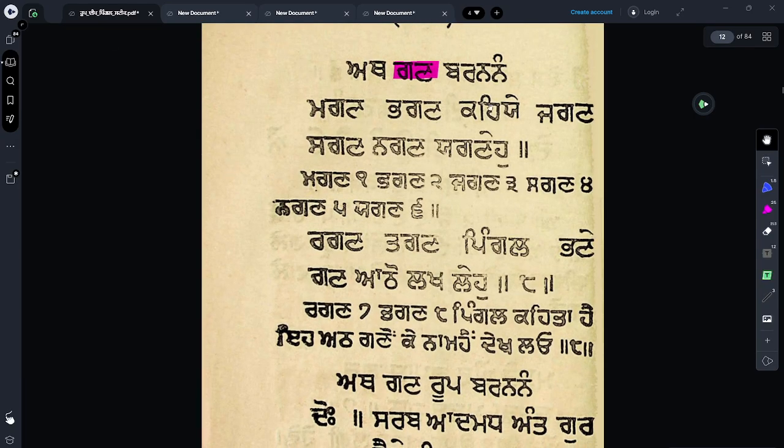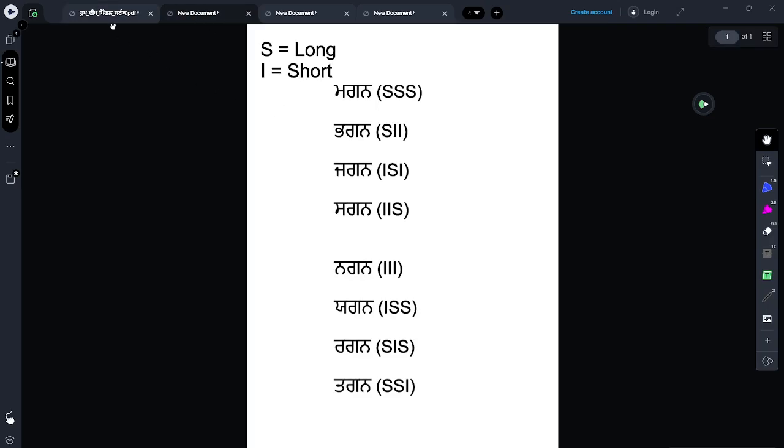At gan barnang. So she's listing them off first. Magan pagan kahiye jagan sagan nagan yaganeho. Ragan tagan pingal pane gan atho lakhaleho. These are the 8 gans. Right? Magan, Pagan, Jagan, Sagan, Nagan, Yagan, Ragan, Tagan. Now these are things that you should memorize. This is something that you should memorize for sure. Right? There are the guns and their order. If you memorize the order, then you'll figure out what they are. And how do we know that?